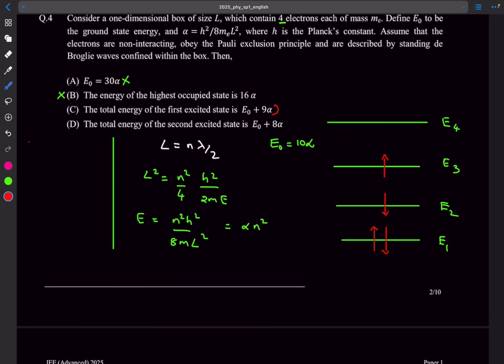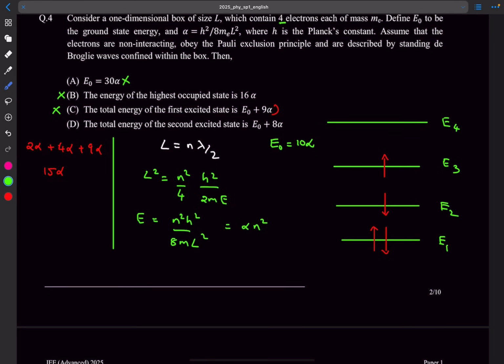So what is the energy in this case? The 2 alpha corresponding to the ground state, right? We have 2 electrons in the ground state, we have 1 electron in the second state, and we have 1 electron in the third state. So this is just 15 alpha, which is 5 alpha above E naught. So option C is also wrong.